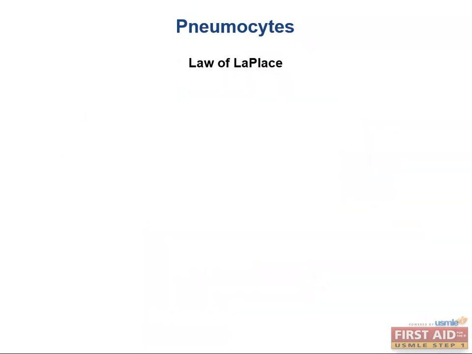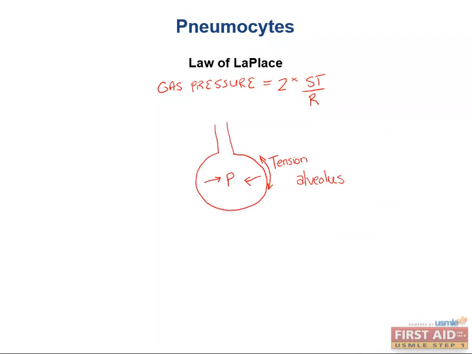According to the law of Laplace, the collapsing gas pressure equals 2 times the surface tension over the radius. I think it's also helpful to sketch out this relationship for yourself. So, less surface tension means less gas pressure is needed to overcome collapsing pressure and to keep the alveoli open. This is really important during expiration, where the radius of the alveoli decreases. So collapsing pressure rises. So what's the bottom line?